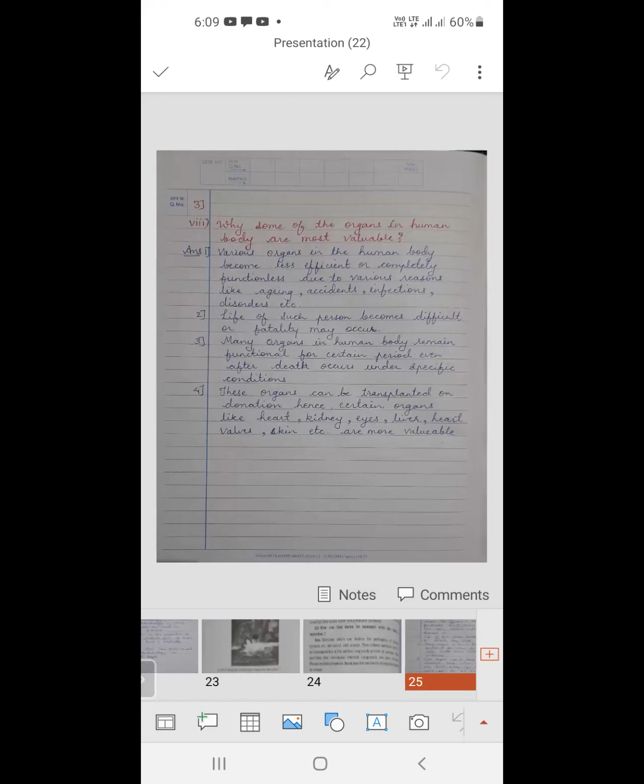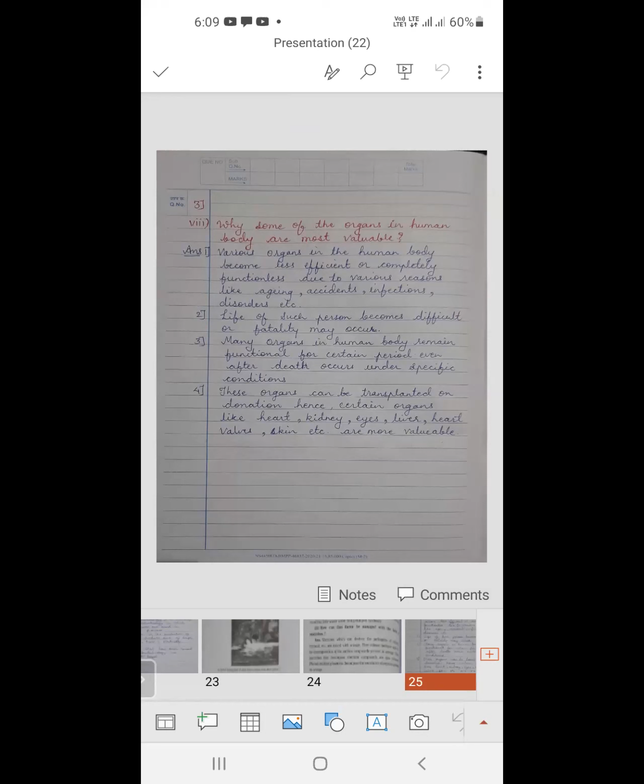This is the last question from the third section, question number 3. You have to write any 5 from these 8 questions. So the last question is: why are some of the organs in the human body most valuable? The answer to this question, first, you have to write point-wise.